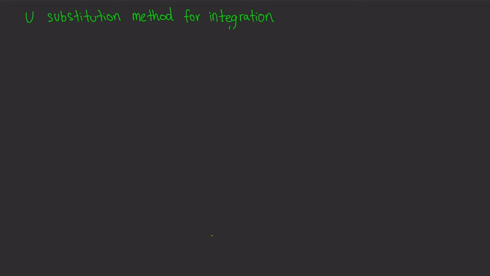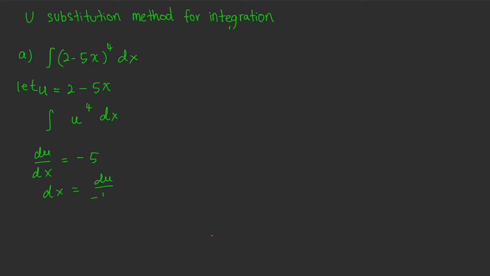Let me have another example for this. Let's have 2 minus 5x to the power of 4 dx. u is equal to 2 minus 5x, and then we substitute that with u. Since it is dx, we need du over dx. Differentiating 2 minus 5x will give us negative 5. So dx is equal to du over negative 5. So we put it in there, times by du over negative 5.